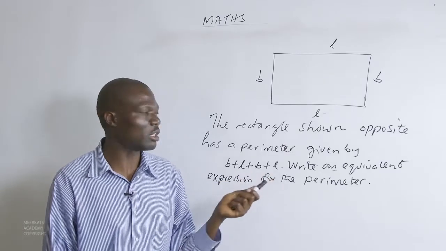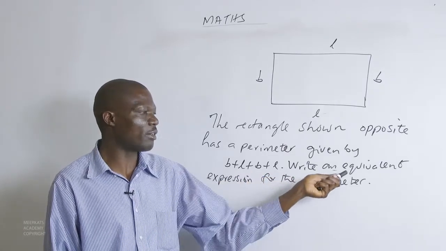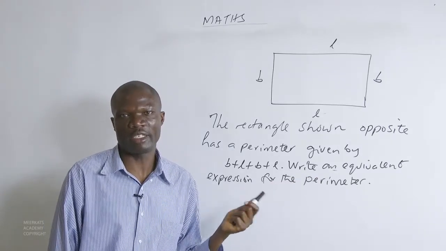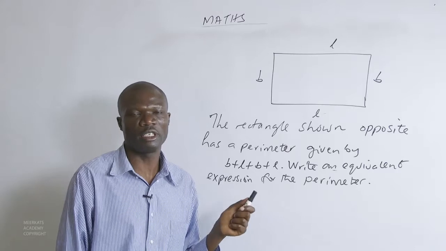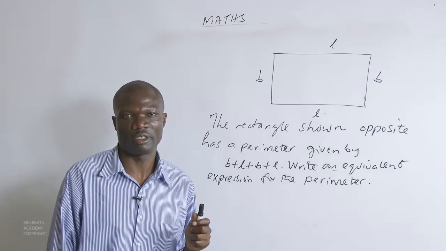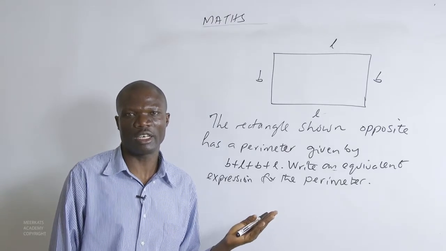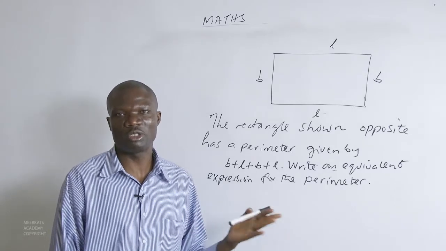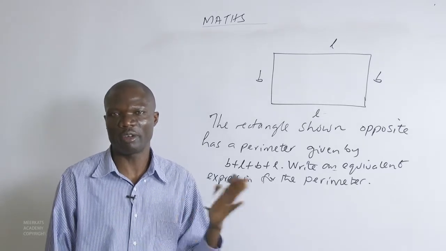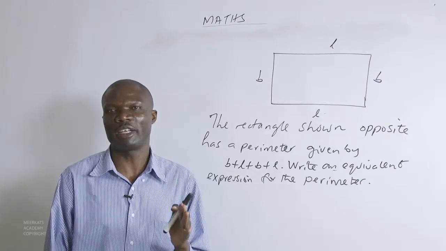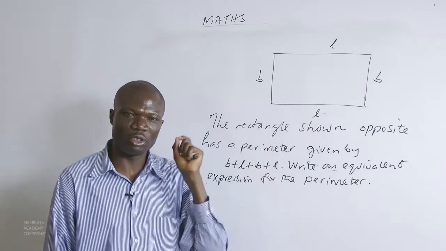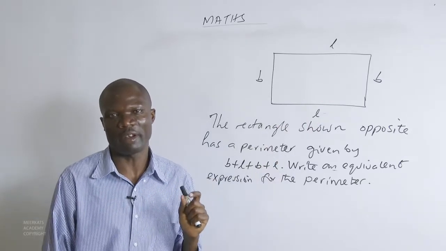Question: write an equivalent expression for the perimeter. So what they are asking us here is to come up with another expression. In case we substitute the values of both length and breadth, we shall always get the same perimeter.